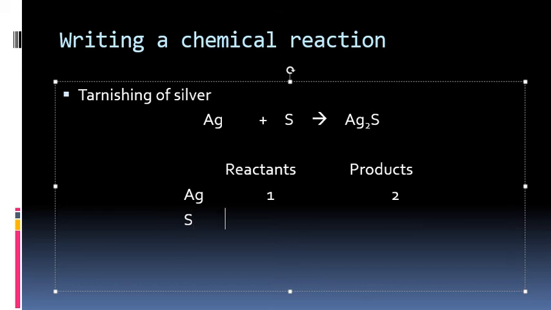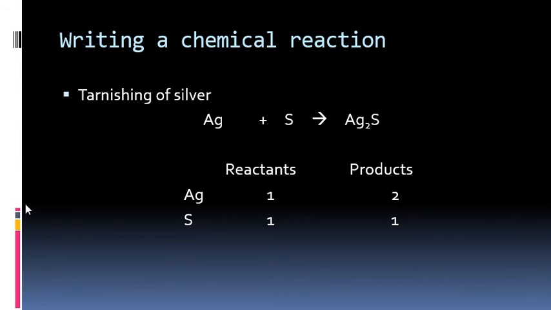Now, in regards to sulfur, on the reactant side we currently only have 1, and on the product side, there is no subscript to the right of sulfur in silver sulfide, therefore we just have 1 there. The next thing to look for is which, if any, elements are not equal on both sides. Currently sulfur is equal on both sides, but silver is not. We have 1 silver on the reactant side, and 2 silvers on the product side.